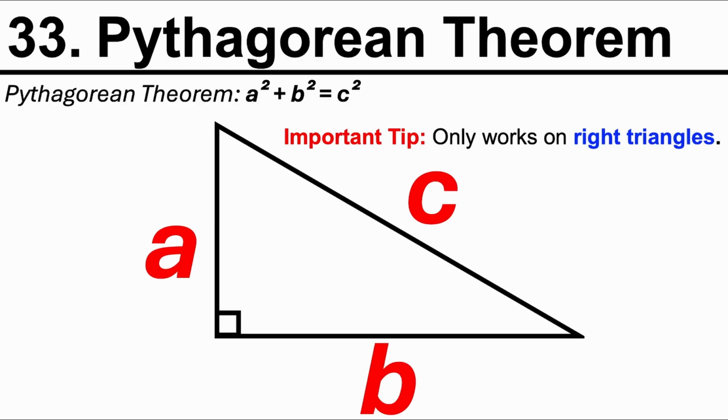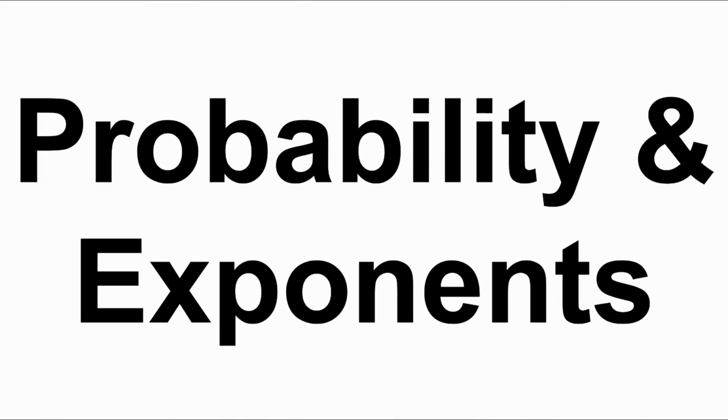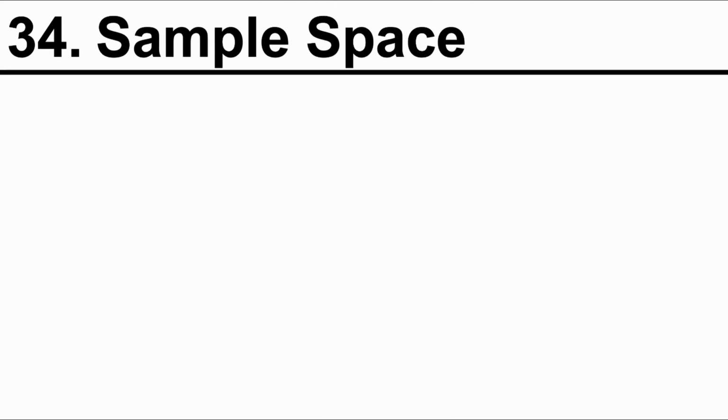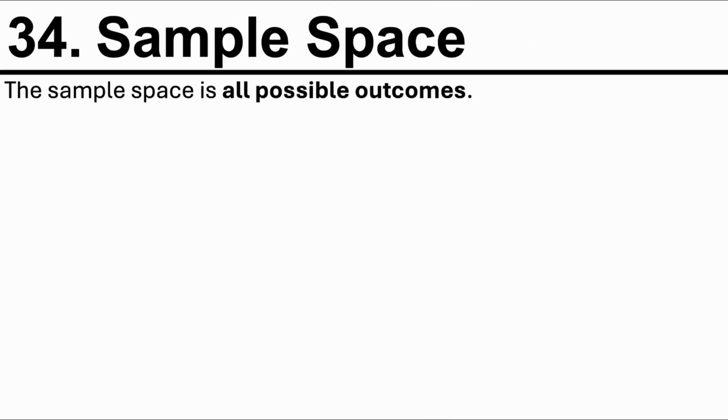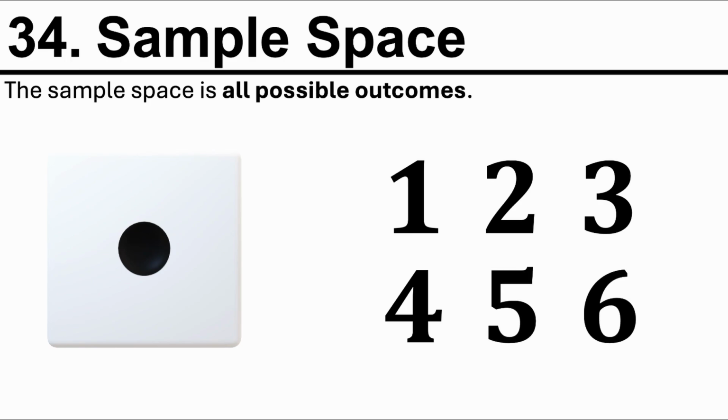Now let's go to an area of math a lot of people struggle with, and that's probability and exponents, starting with sample space. The sample space is all the possible outcomes. So let's say you have a die and you roll it. If you roll that die, how many different outcomes are there? Well, you could roll a 1, 2, 3, 4, 5, or 6. And those are all the possible outcomes, and therefore that's the sample space.